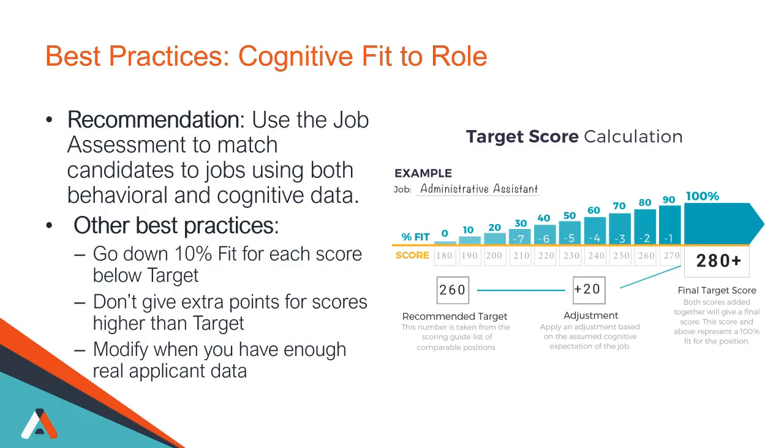This target score, when compared to the candidate's actual cognitive score, allows you to create a fit score that can be used as a data point in the hiring process. If a person's cognitive score hits the target score or is higher, you would give them a 100% cognitive fit score. They don't get extra points for scoring above the target. If a candidate doesn't meet the target score, you would decrease their fit score by 10% for every 10 points they are away from the target. You can see the fit score calculations in the graph shown on the screen. This fit score will be an additional data point in the hiring process.